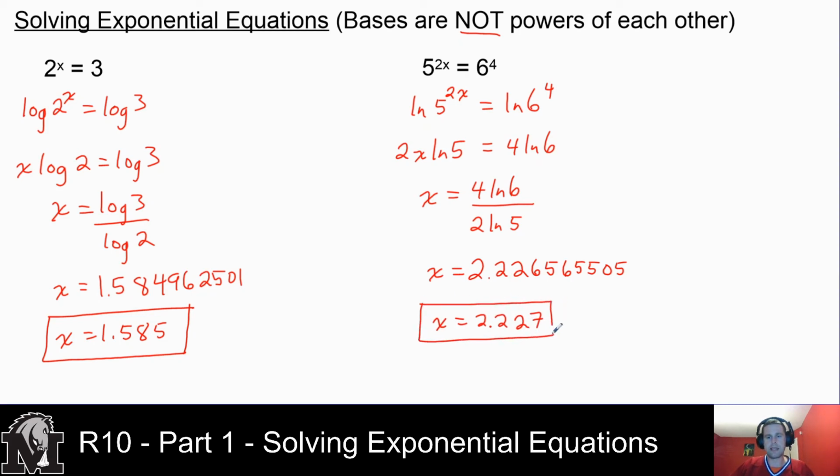This one is really easy to mess up if you're not using your brackets properly. I would make sure that I have brackets around the 2 ln 5 in the denominator.